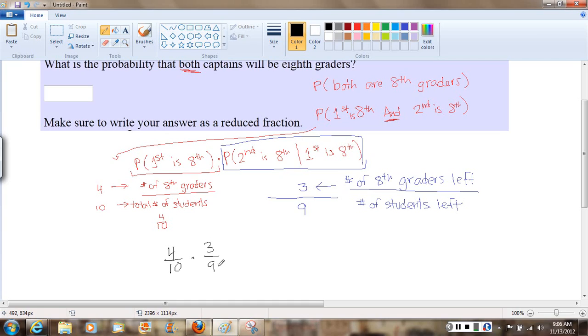If we multiply across, we get 12/90, which is a nice answer, but notice WAMAP is asking for the answer as a reduced fraction. So we have to look at that and say, did they have any factors in common? Sure, we could divide them both by 2. We can also divide them both by 3. We can go even more quickly and divide them both by 6. I divide by 6, 12 divided by 6 gives me 2. 90 divided by 6 gives me 15. So the answer I'm getting here would be 2/15. So if she chooses the 2 captains at random, the probability that both will be 8th graders is 2 out of 15.